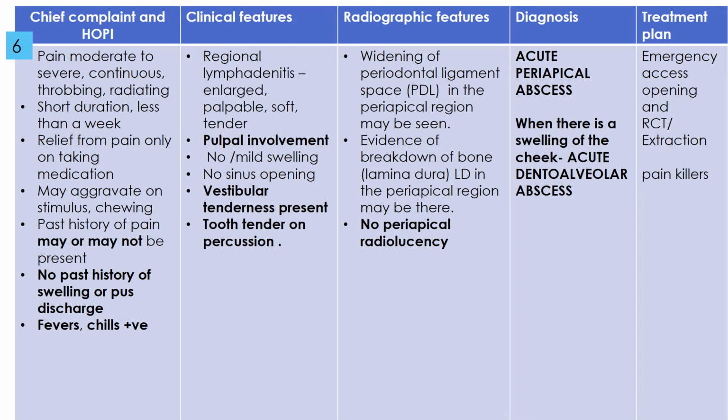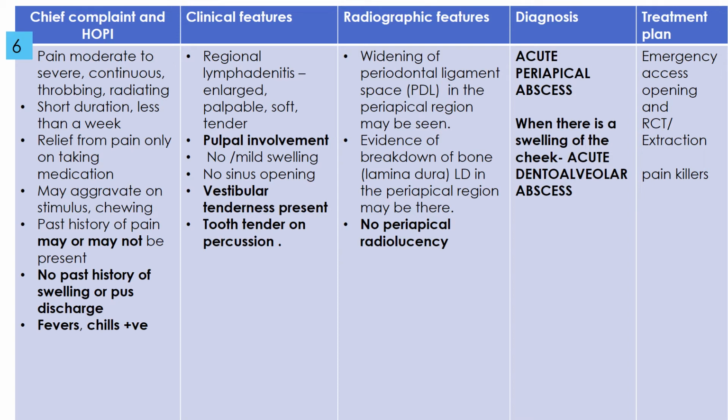There is evidence of breakdown of lamina dura. Again, it depends on how long the apical abscess has been in the oral cavity, and generally there is no periapical radiolucency formed yet, because we're talking about an acute case, and acute features don't show up very early on the radiograph. You would require at least 5 to 7 days to see visible changes on the radiograph after the tooth has been painful and there is an abscess existing.